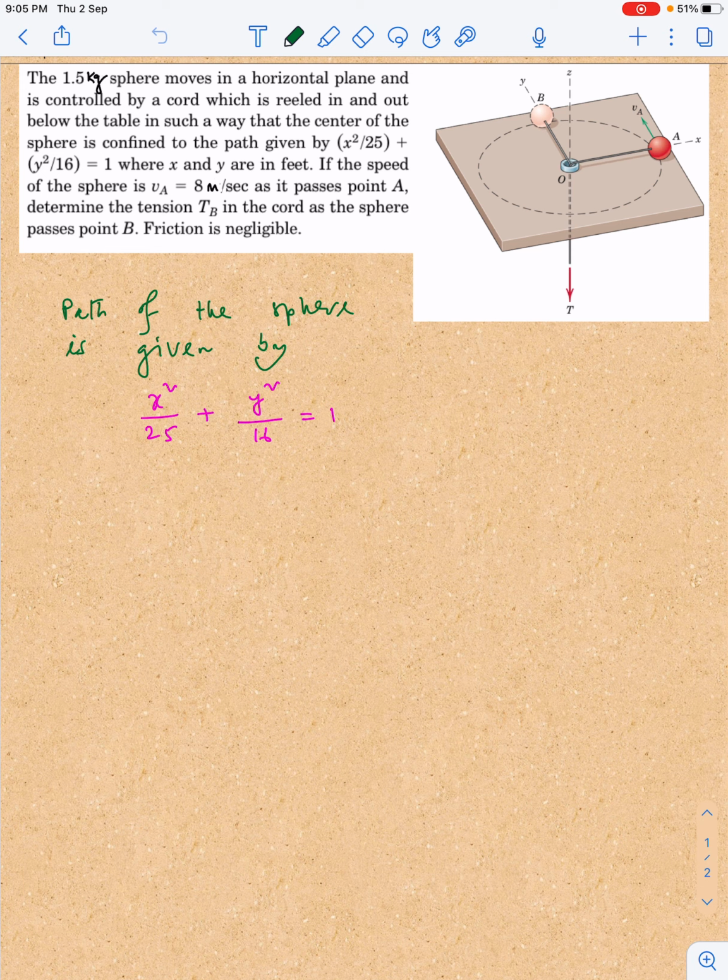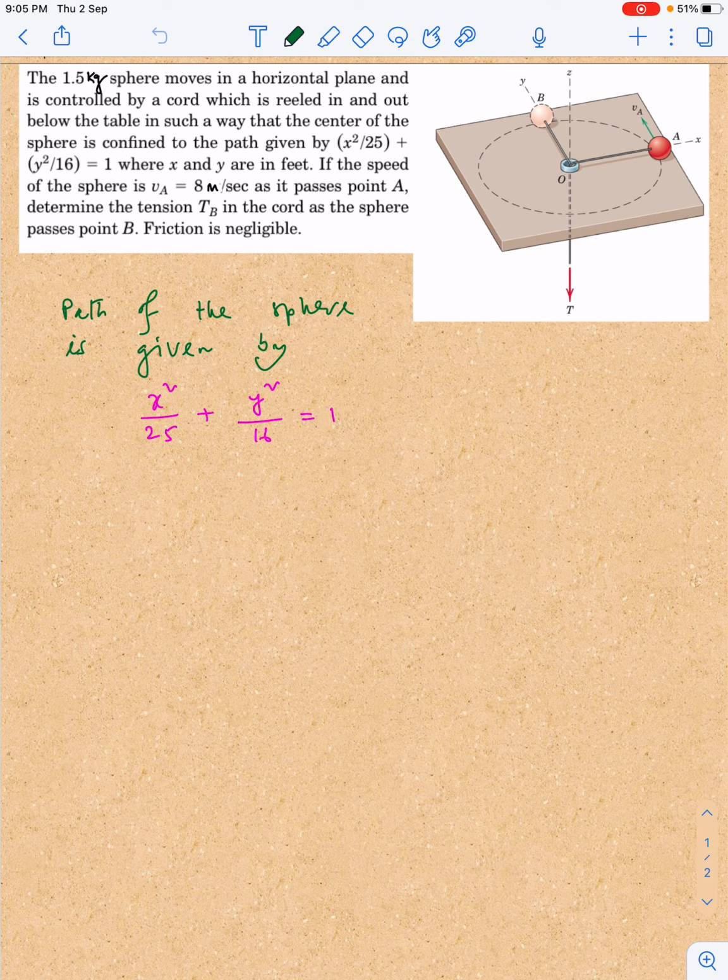So the statement of the question is saying that a 1.5 kg sphere moves in a horizontal plane and is controlled by a cord which is reeled in and out below the table in such a way that the center of the sphere is confined to the path given by x square by 25 plus y square by 16 equal to 1. So here is this curve that you can see, and they are saying that x and y are in feet.